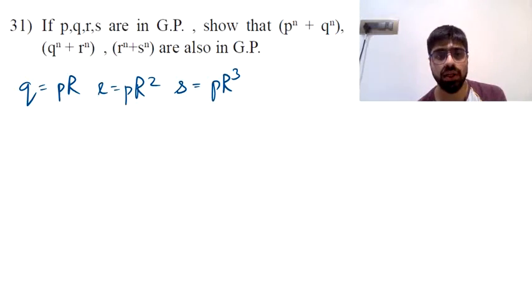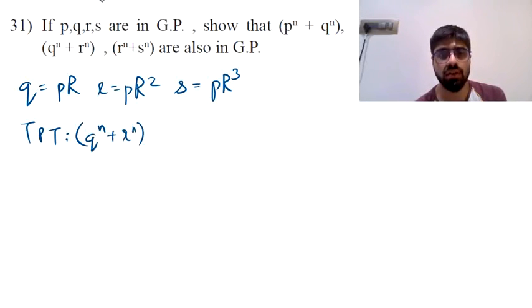That means we need to show that this divided by this should be this divided by this, or we can prove that the multiplication of this and this should be equal to the square of this. So we need to prove that (Q power n plus R power n) the whole square is equal to (P power n plus Q power n) the whole into (R power n plus S power n).